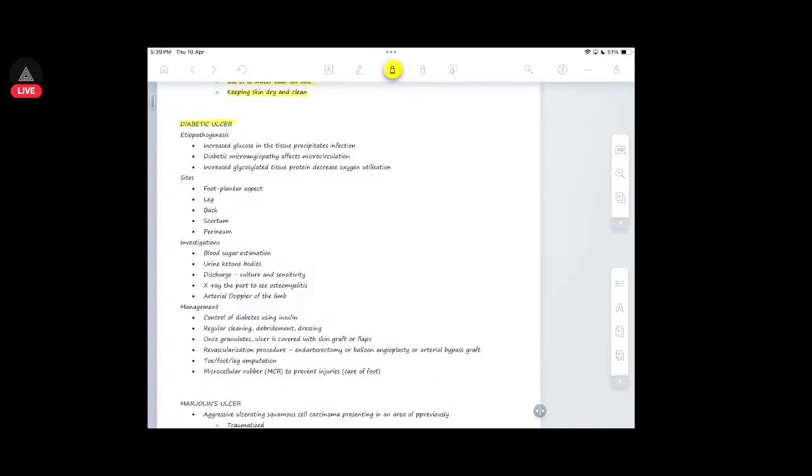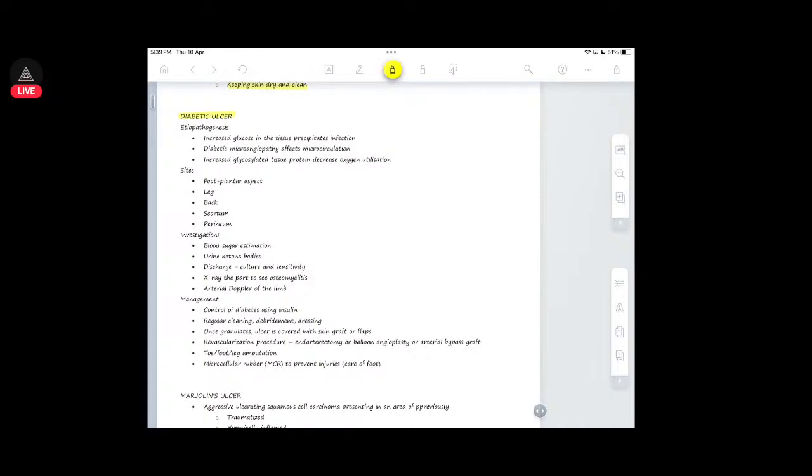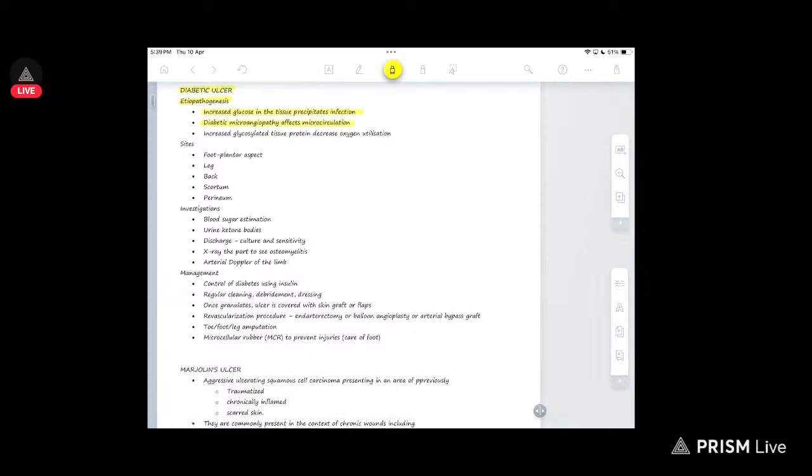Then you have diabetic ulcer, which is due to increase in glucose in the tissue that precipitates infection. Diabetic microangiopathy affects the microcirculation. Increased glycosylated tissue decreases the oxygen utilization. So sites are in foot, plantar aspect, leg, back, sacrum, and perineum.